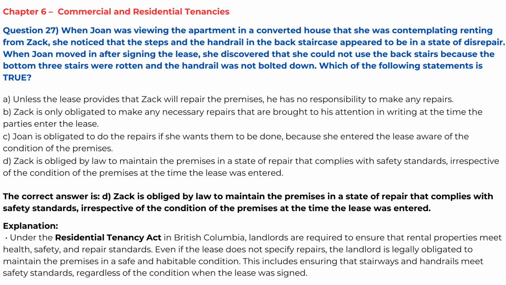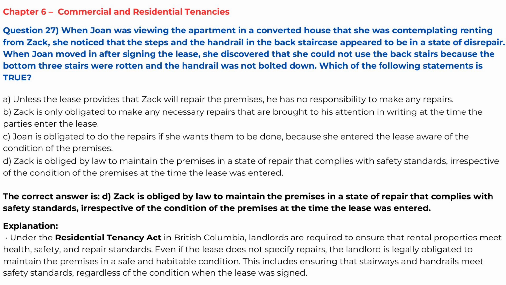Question 27. When Joan was viewing the apartment in a converted house that she was contemplating renting from Zach, she noticed that the steps and the handrail in the back staircase appeared to be in a state of disrepair. When Joan moved in after signing the lease, she discovered that she could not use the back stairs because the bottom 3 stairs were rotten and the handrail was not bolted down. Which of the following statements is true? The correct answer is D.